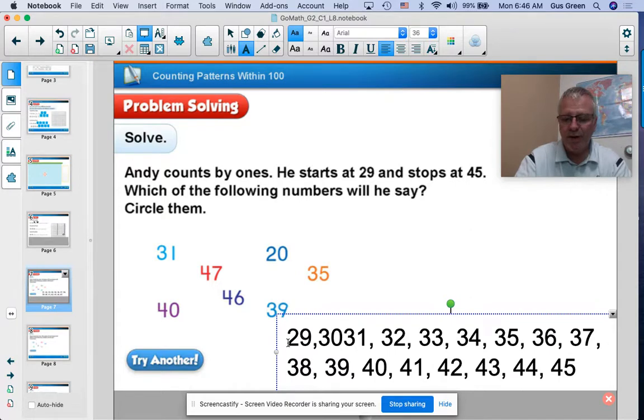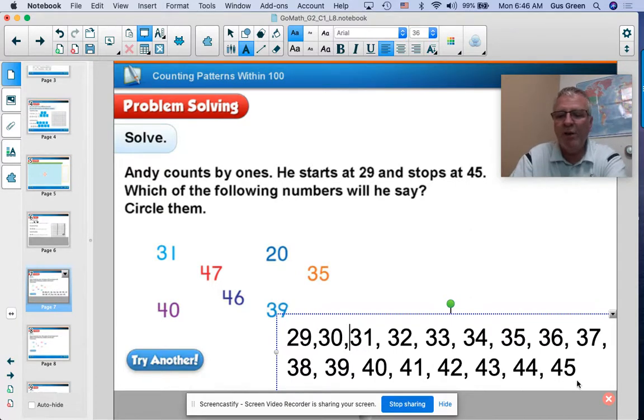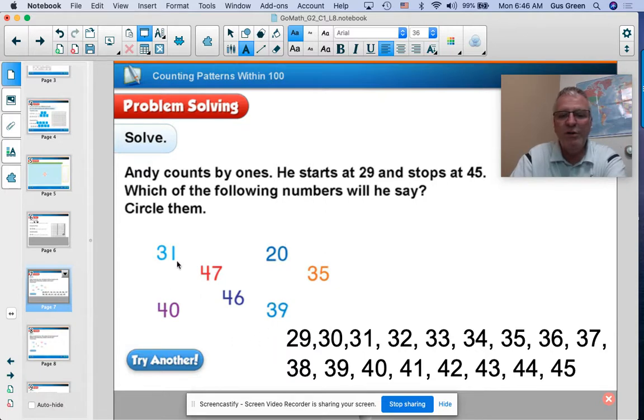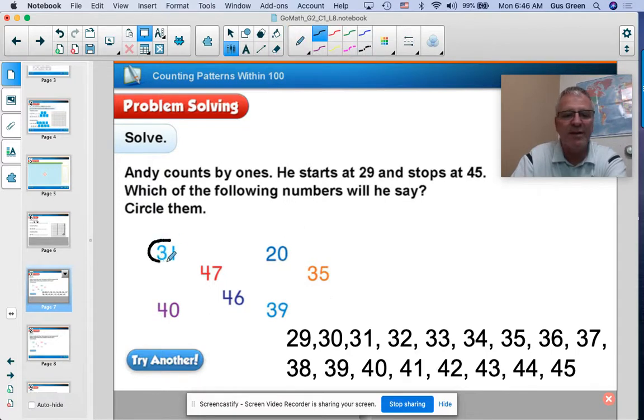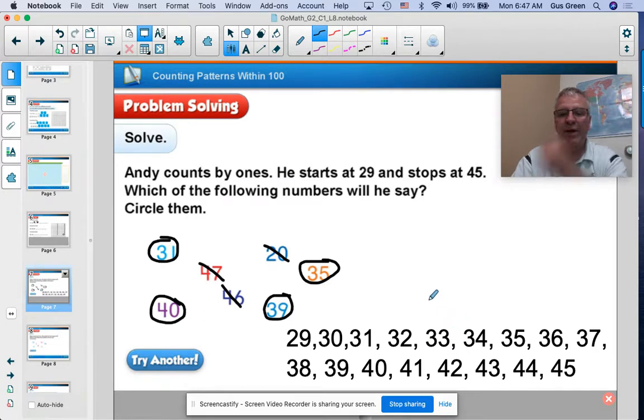29, 30. If you started at 29 and counted all the way up to 45, which of these numbers would you say? Is 31 in the list? And you look over and see if you can find it. Yes, it is. Is 20 in the list? No. 35? I see it right there. I see 39. I don't see 47 or 46, but I do see 40. So you kind of have to take your time with this particular problem and work slowly enough that you check each number. Don't just guess.